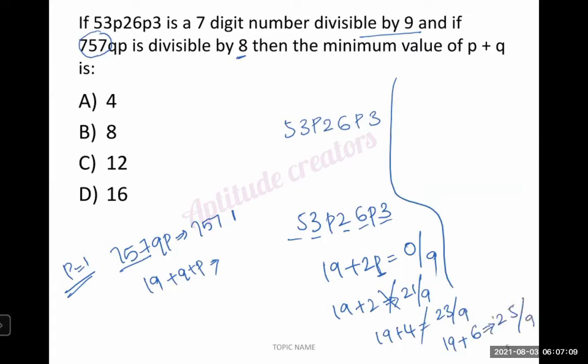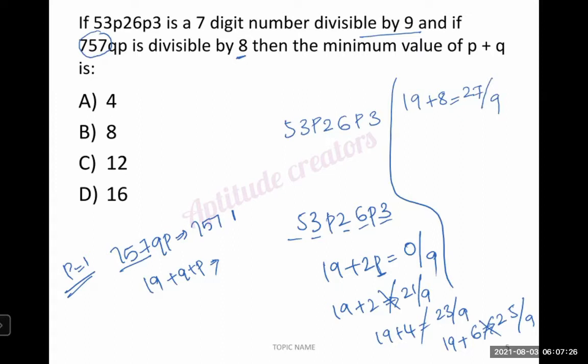25 is not divisible by 9. Now what about p equals 4? 19 plus 8 is equal to 27, divided by 9. 27 divided by 9, yes, divisible. 9 into 3 will give the result as 27, right?